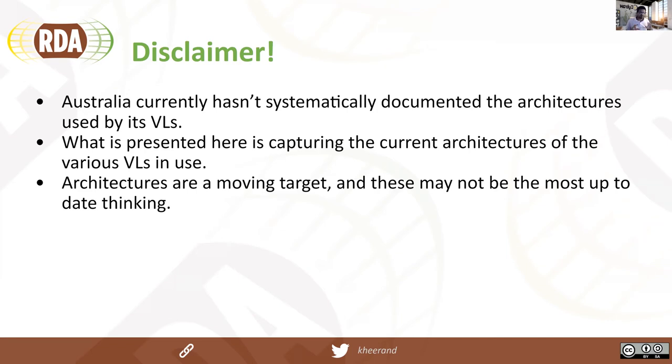And what I'm going to present here is really a snapshot of the architectures that are currently there, but currently is also a bit of a misnomer here because it's a moving target. And while I've got some of the diagrams in my presentation here, the thinking on some of those has evolved beyond that, and things are also in flux.